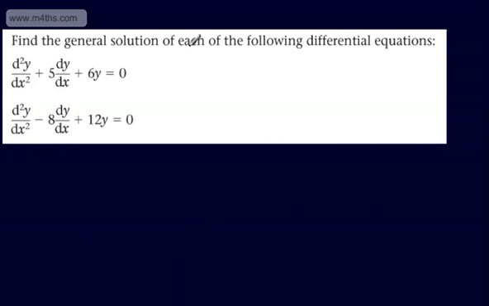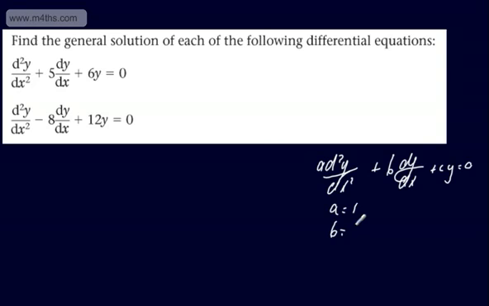We're asked to find the general solution of each of the following differential equations. So if we consider this, again put in the form a d2y by dx squared plus b dy by dx plus cy is equal to 0, in this case, a is going to be equal to 1, b is going to be equal to 5, and c is going to be equal to 6. And of course, we know now that am squared plus bm plus c equals 0, the auxiliary equation, will allow us to find those values of m. So we've got m squared plus 5m plus 6 is equal to 0.